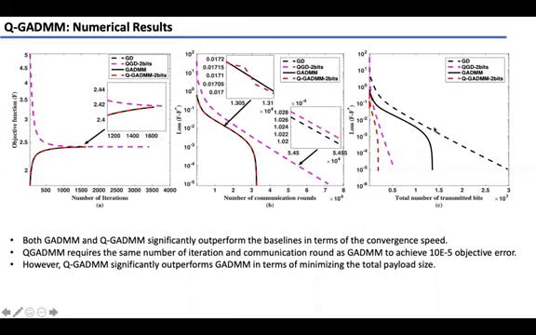However, as we can see from subplot C, when we consider the communication overhead per channel use, the actual transmitted bits, we can see that quantized GADMM with 2-bit quantization resolution can achieve the objective error of 10 to the minus 5 with a significantly smaller number of transmitted bits. It's around 7 times less.